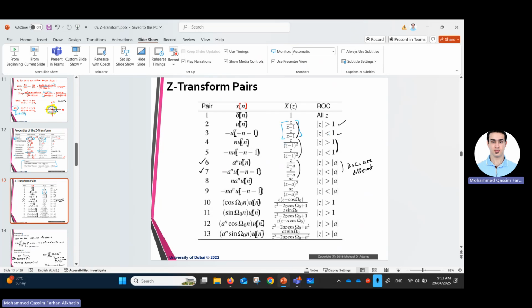n u of n is basically z over z minus 1 squared. Similarly here, same transformation, but a different region of convergence. This is a widely used one. We'll use it also for the inverse z transform. z over z minus a will lead to a to the power n u of n, with a condition that the magnitude of a should be less than 1, and the region of convergence is z larger than a. Similarly, different region of convergence with the same transform. And yeah, the focus will be more on this one here and this one there.